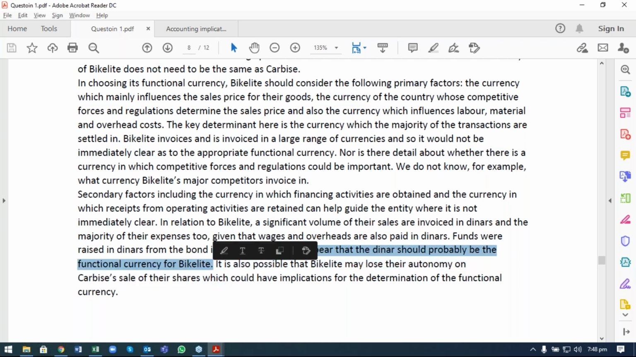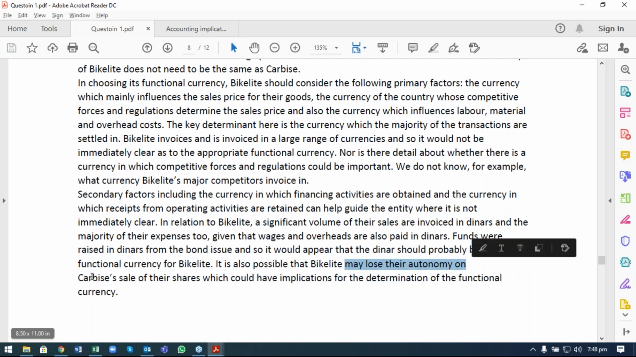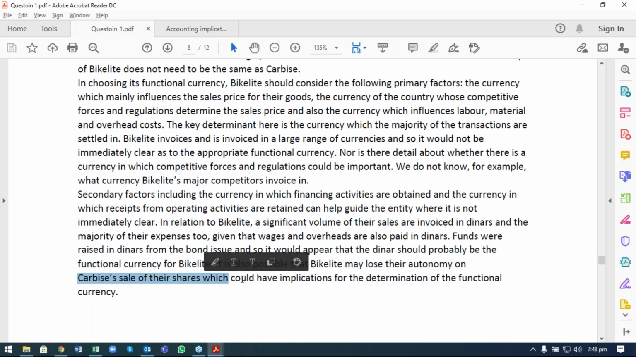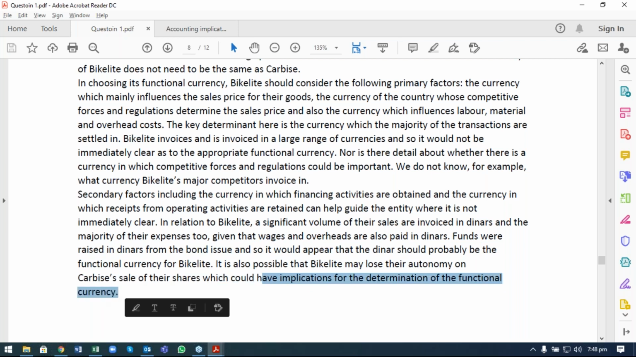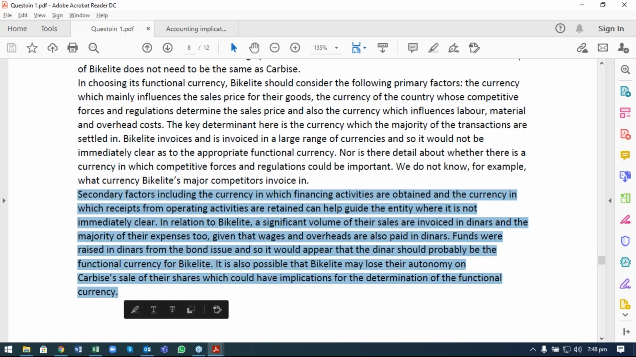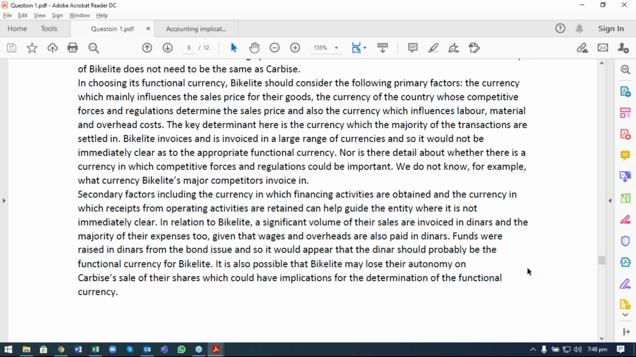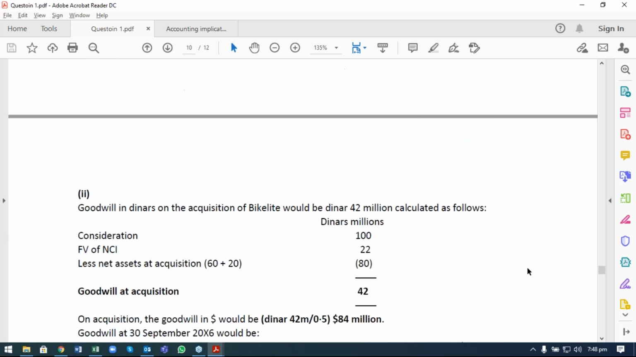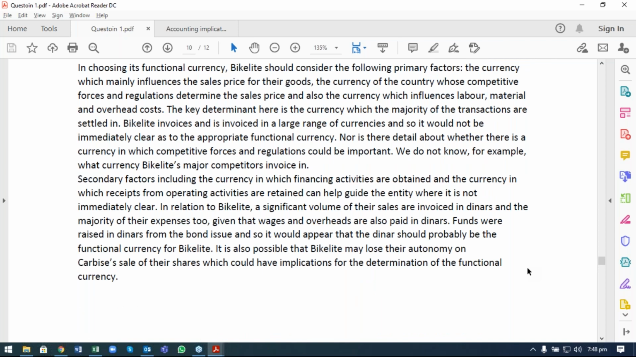That's something that gives a clear-cut understanding, a clear-cut conclusion to the examiner. It is possible that the backlight may lose their autonomy on carbide sales of their shares, which would have implications on the determination of the functional currency. So that's another possible criterion. But in this case, you have already identified that dinar is the functional currency, and the presentation currency should be dinar for this company. So next requirement comes the next one.